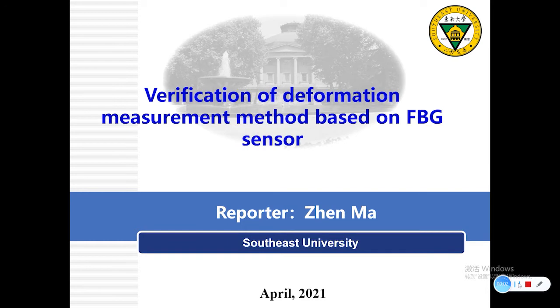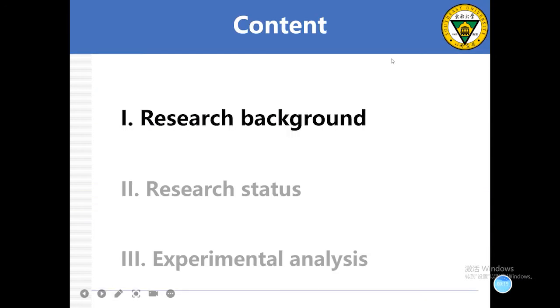Hello everyone, my name is Zhen. I'm from Southeast University, China. Today, my topic is verification of deformation measurement method based on FBG sensor. I will introduce the topic in 3 parts. Now, the first part is research background.